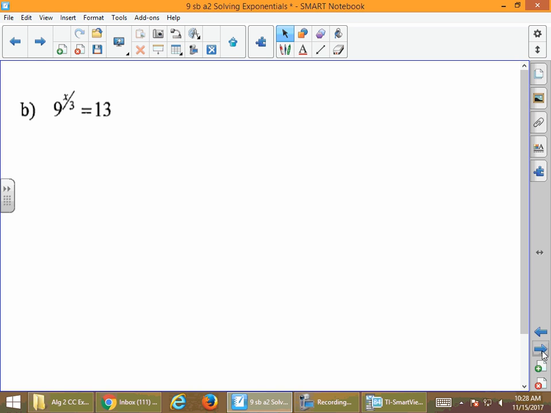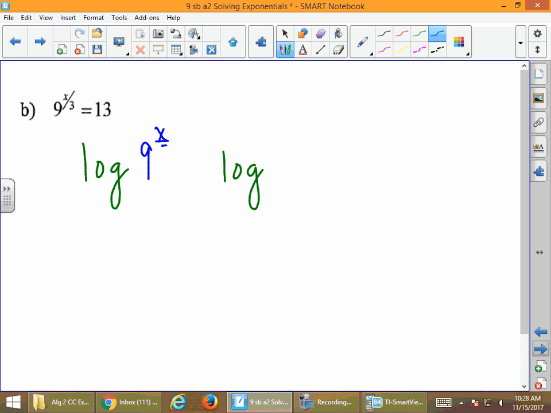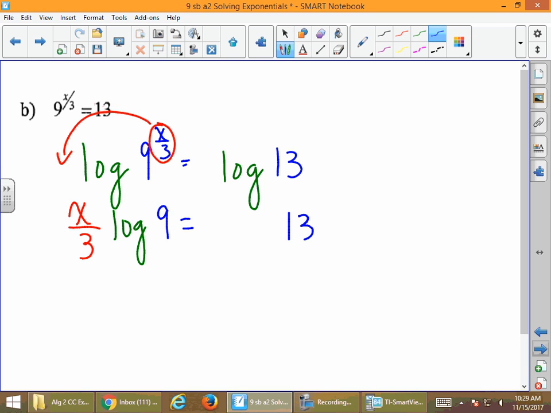Part B, still on problem number 4. Again, the more complicated here is that the exponent is more than just x. In this case, x divided by 3. The process doesn't change. We're going to put the common log in for both sides. And it's log of 9 to the x over 3 equals log of 13. Second step. We need to use our power property of logarithms. We're going to take this x over 3 and make it a coefficient. So I'm going to write it like that, x over 3 log of 9 equals log of 13.